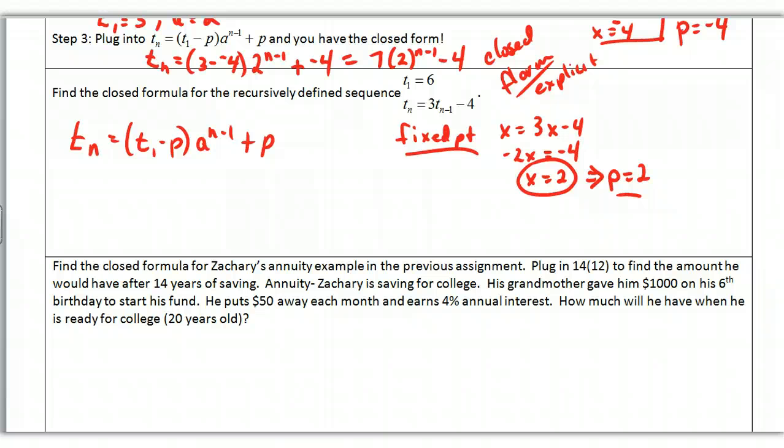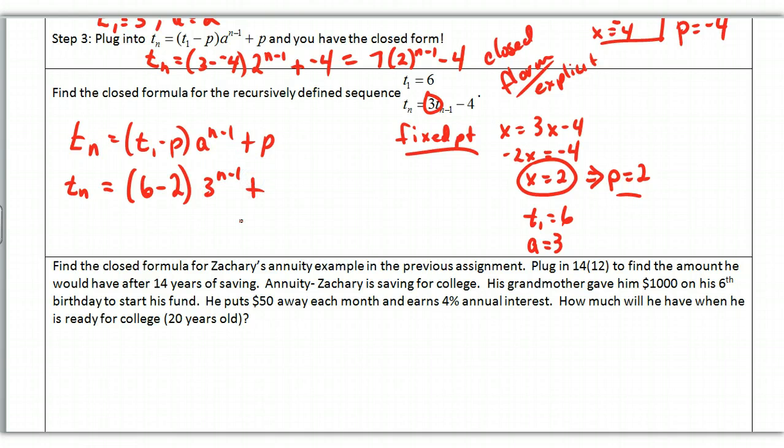Okay, did you try it? I sure hope so. Your first step, once again, is to find the fixed point. I hope you found that P is equal to 2. If I set this up, T sub n, let's find all the other pieces too. T sub 1 is equal to 6, and my A value in this case is equal to 3. That's the multiplier when we do our differences out. So we get T sub 1, which is 6, minus my P, which is 2. It's nice to write these things out when you're plugging everything in. Then this would be 3 to the n minus 1, plus my P value, which would be 2.